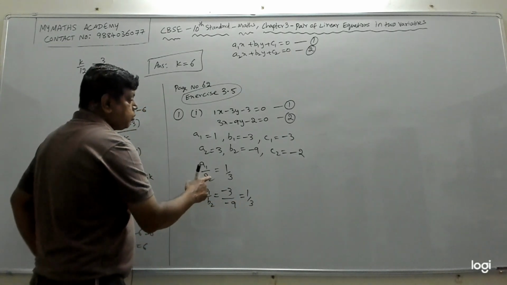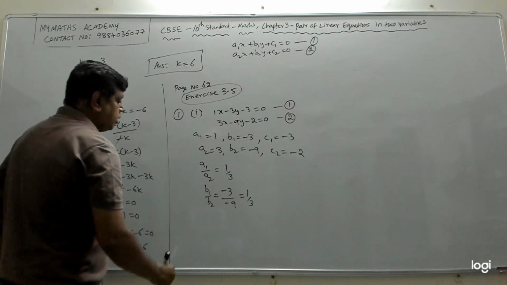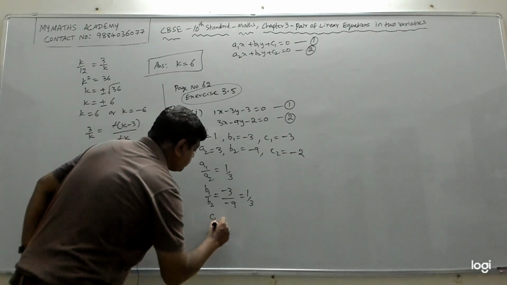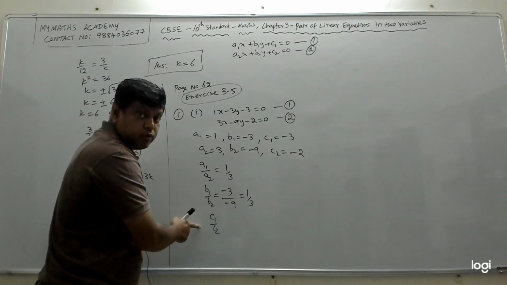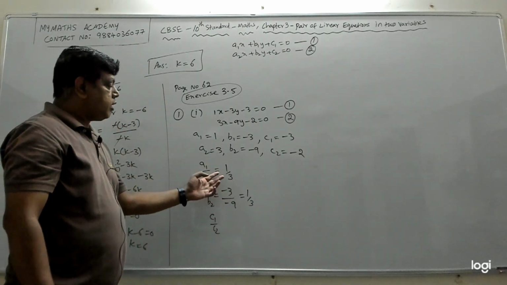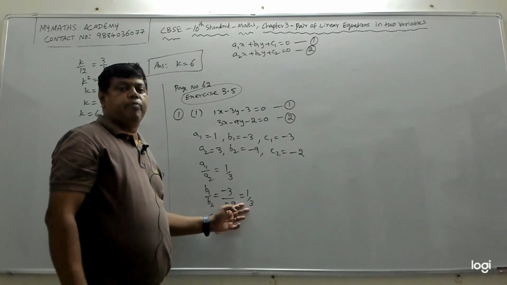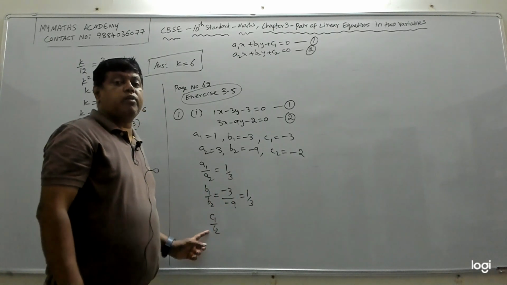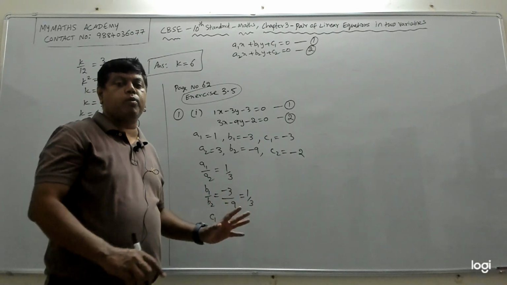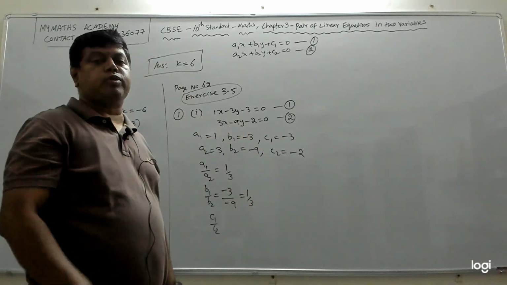Now a1 by a2 is equal to b1 by b2. Now let's find c1 by c2, because whenever a1 by a2 equals b1 by b2, you should continue to find c1 by c2. Suppose they are not equal, here it is 1 by 3, here it is minus 3 by 7 or whatever. If they are not equal, then you need not find c1 by c2. You will just say a1 by a2 is not equal to b1 by b2, it has a unique solution, then you will try to find a solution.